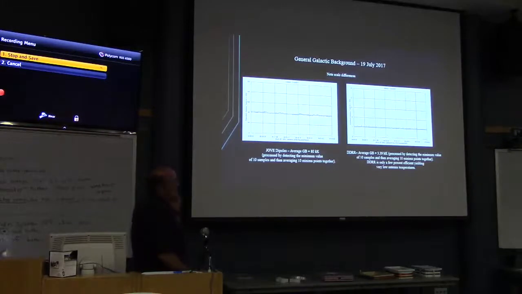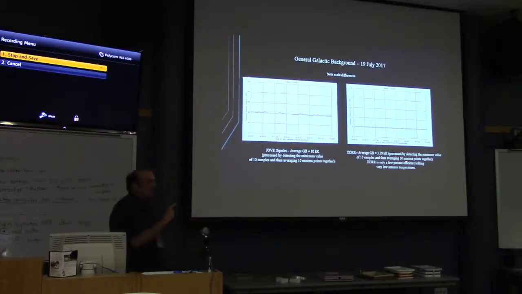Now, this was a general galactic background. We took this on the 19th of July. Please note the scale differences. Here, this is 0 to 200 kilokelvin. This is 0 to 16 kilokelvin. The general background for the Joe dipoles, when I took that, was 80 kilokelvin.